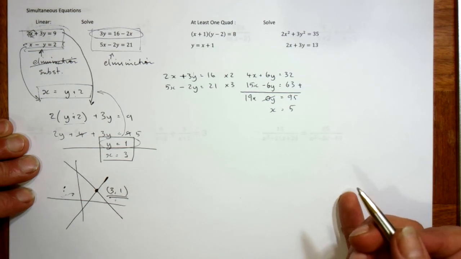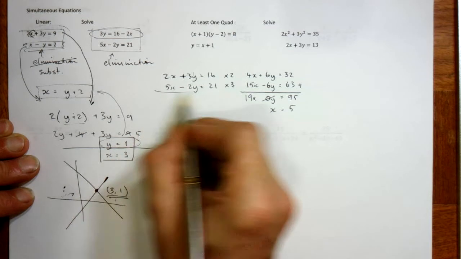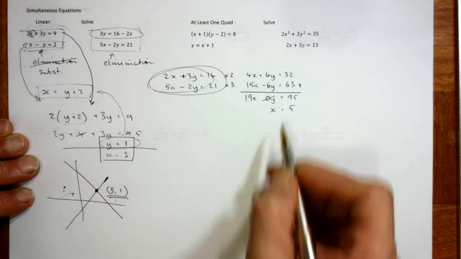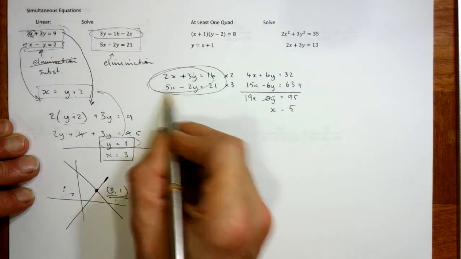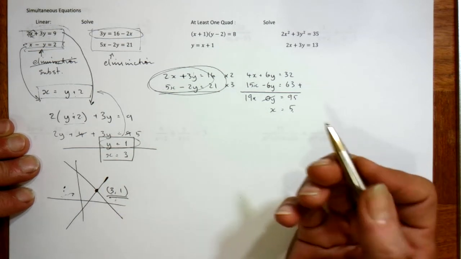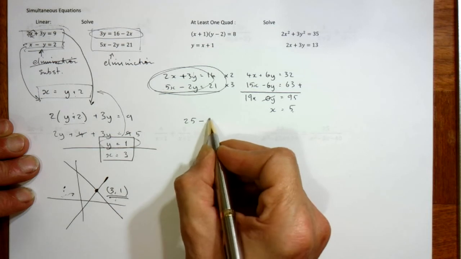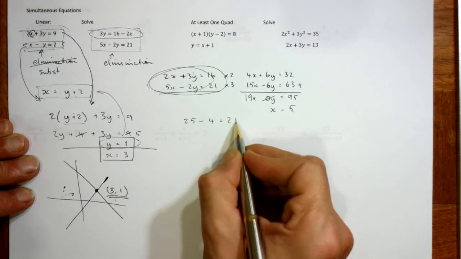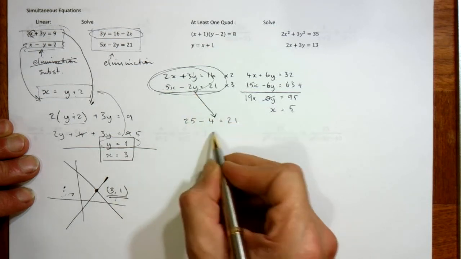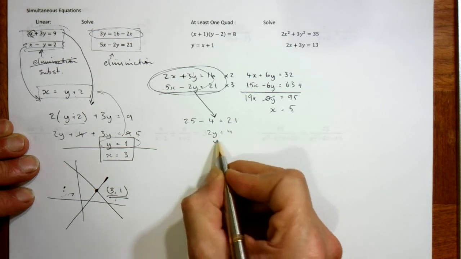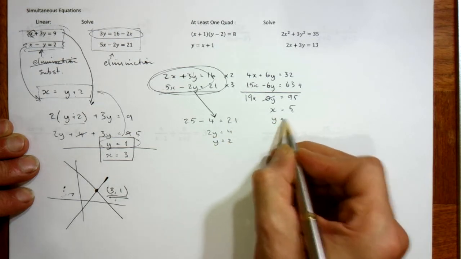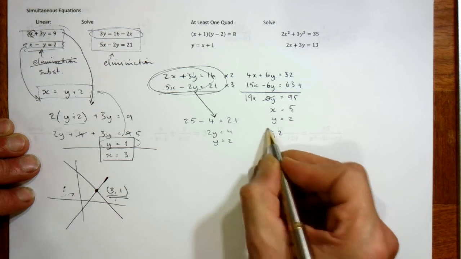But I'm not finished. I need to use one of these original equations, because the numbers are easy, to get from x is 5 to the y value. So I'm just going to use the bottom one because it's there. x is 5, 5 5s are 25, take away 4 is 21. So the 2y is 4, and so y is equal to 2. So my coordinate is (5, 2).